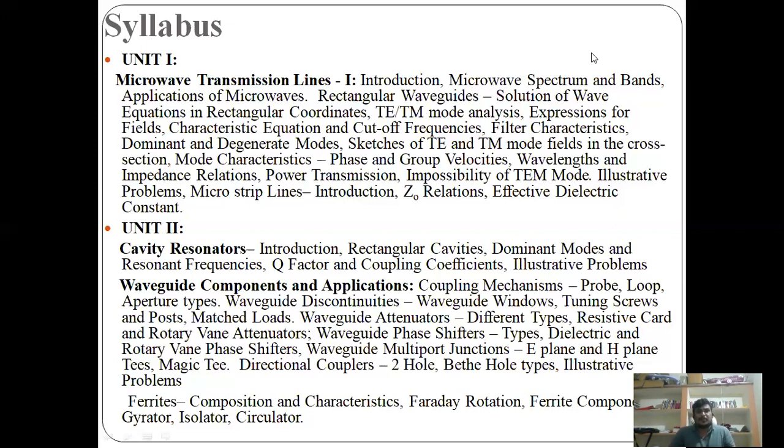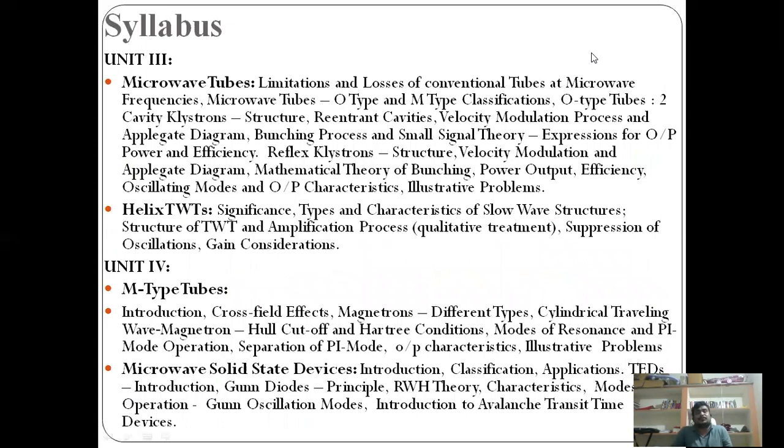We also discuss ferrite components, ferrite devices. Using ferrite material, we'll discuss three different types of devices: variator, circulator, and isolator. Going to the third chapter, we are discussing microwave tubes.